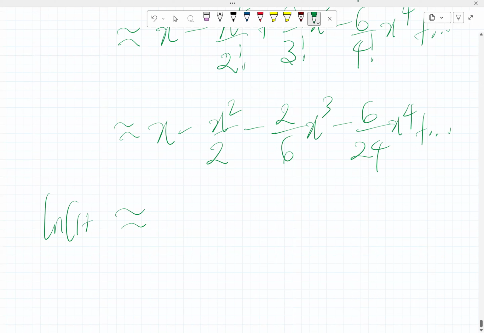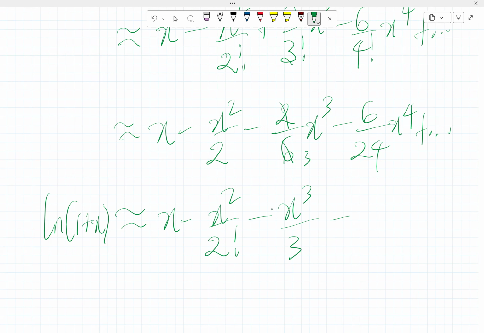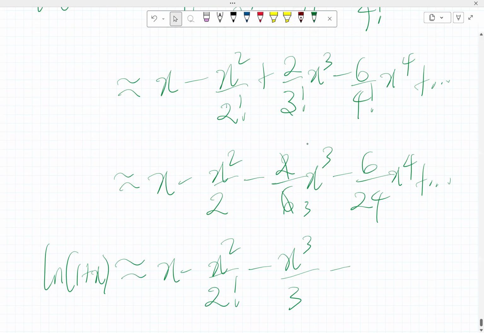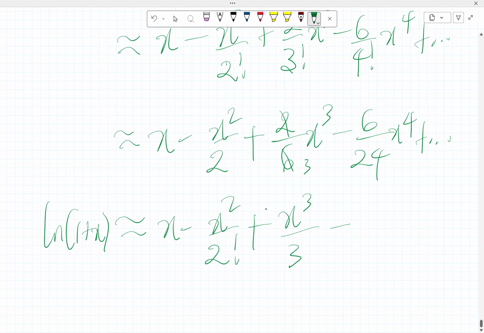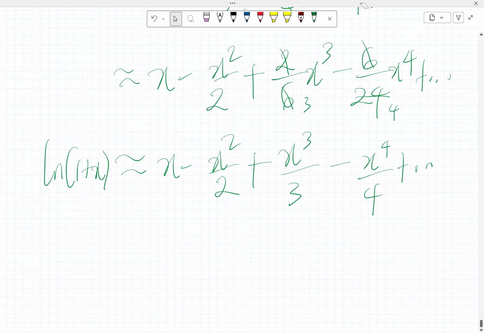So ln(1 plus x) is still what we are dealing with. So this is x minus x squared over 2 factorial, minus... 2 here is 1, 2 here is 3. So we have a pattern: x cubed over 3, and this is plus, right? So the signs are alternating. Minus 6 here is 1, 6 here is 4. So we have a very nice pattern now. 2 factorial, this is just 2. So plus all of that. So it means we can already guess the next one is going to be x raised to power 5 over 5.